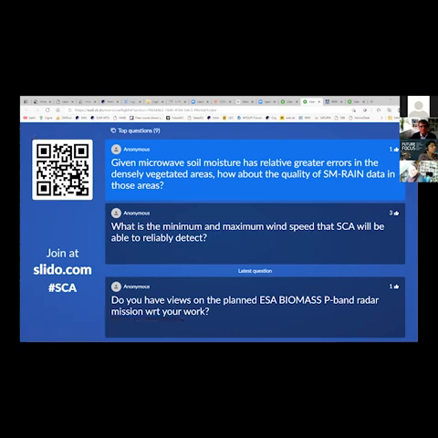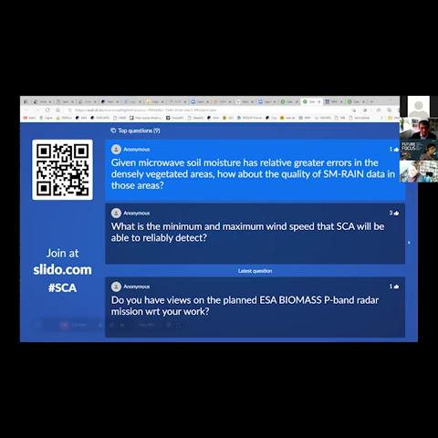Given microwave soil moisture has relatively greater errors in the densely vegetated areas, how about the quality of SM2RAIN data in those areas? Yeah, as I said, I'm really fascinated by the fact that SM2RAIN seems to add by itself very little error on the data. So what we see is that if you have bad quality in the SM2RAIN data, it basically can be explained by bad quality in our soil moisture retrieval. And yes, the more vegetation you have, the more uncertain will also become your SM2RAIN rainfall estimates.